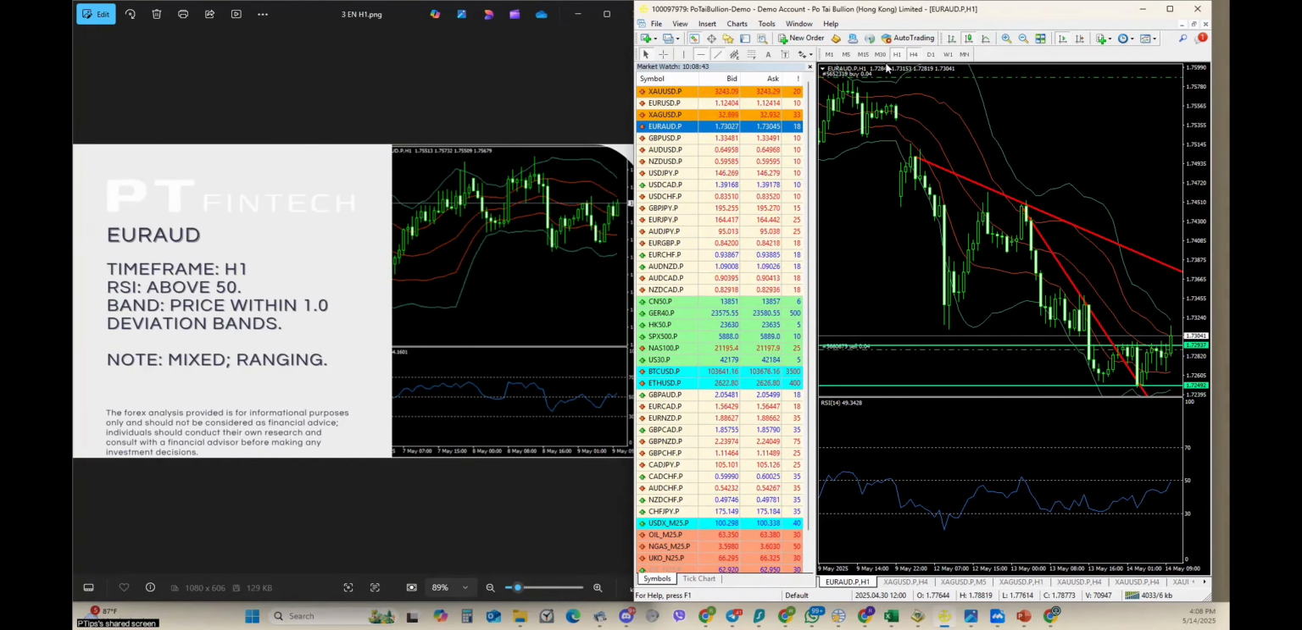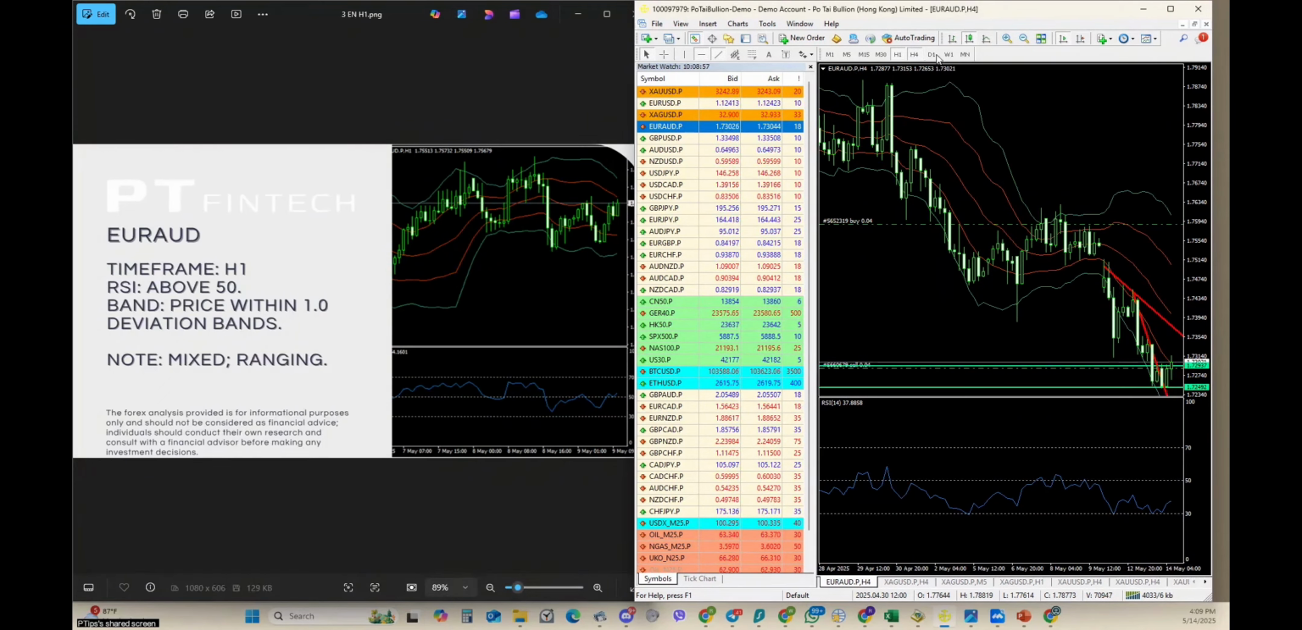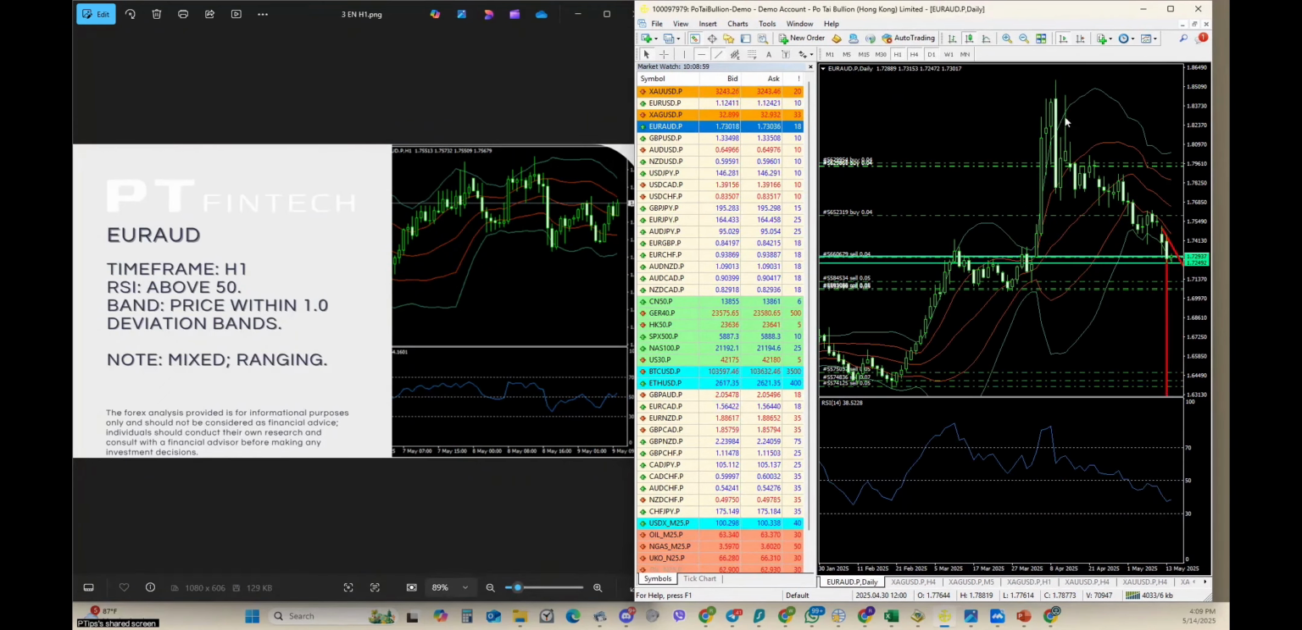So I believe that the prices will be fluctuating back to the 1.0 deviation band. So they are trading in between the bands right now. Okay. All right. The only clear direction that we have is on H4 and also on D1, where prices are more bearish.